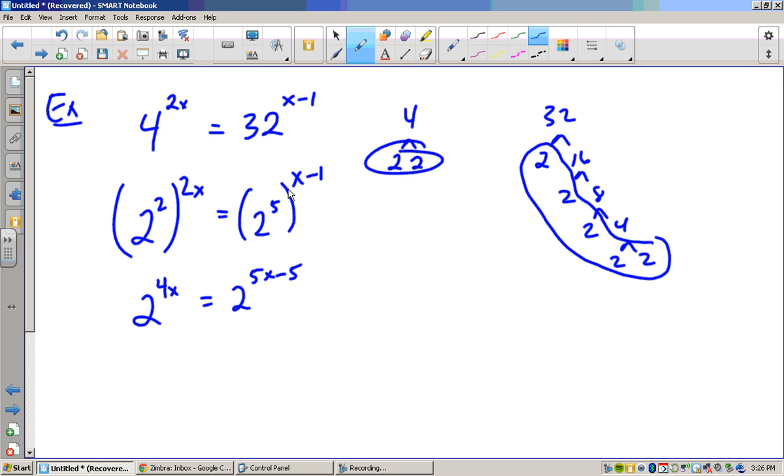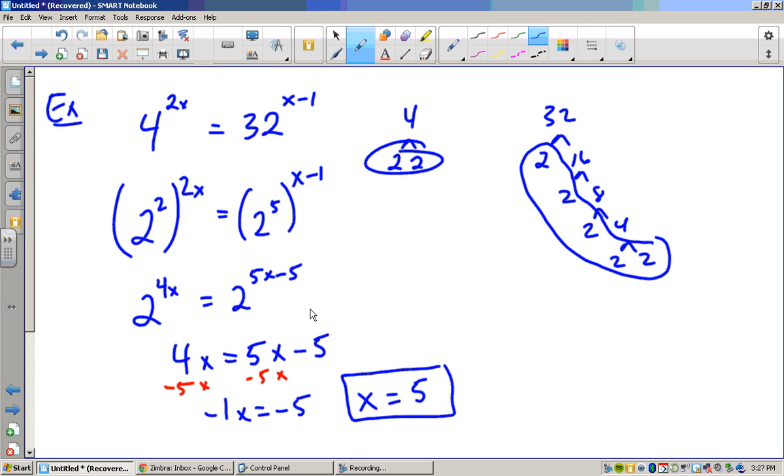5 times x is 5x. 5 times negative 1 is negative 5. Well, bases are the same. Let's go ahead and set those exponents equal to each other. 4x will equal 5x minus 5. And go through again, solve. So subtract 5x from both sides. We will get negative 1x equals negative 5. So x will be a positive 5. Again, breaking those things down to get what they need to have.